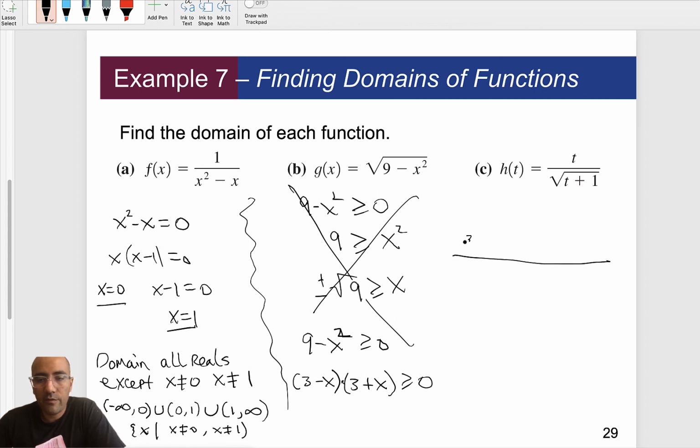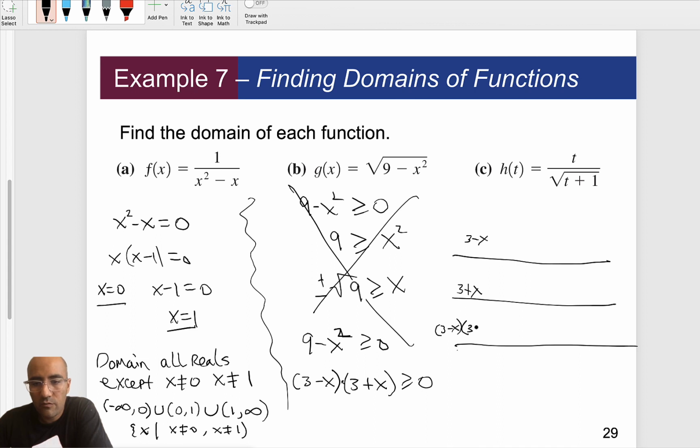Here's a number line for 3 minus x. Here is a number line for 3 plus x. And then we can have a number line for the product of the two, 3 minus x times 3 plus x. Okay, so set up where your zeros are on the number line. And then the 0 that happens here, when x equals 3, we get a 0. So x equals 3 is the 0.